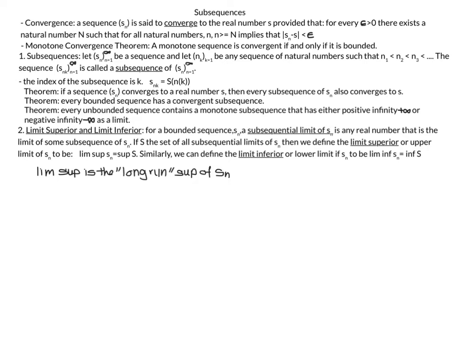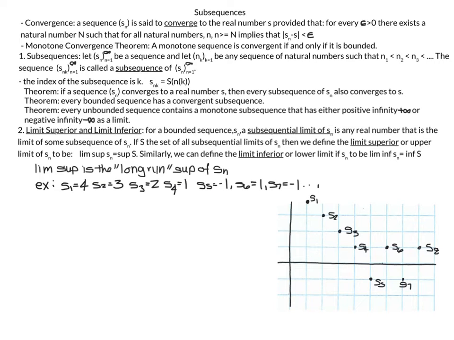I'm going to start by saying intuitively lim sup is the long run, and I have this in quotes, sup of Sn. Let's take the example S1 equals 4, S2 equals 3, S3 is equal to 2, S4 is equal to 1, S5 is equal to negative 1, S6 is equal to 1, S7 is equal to negative 1, and from here on out, it just oscillates back and forth between negative 1 and 1, and I plotted these points here on a graph.